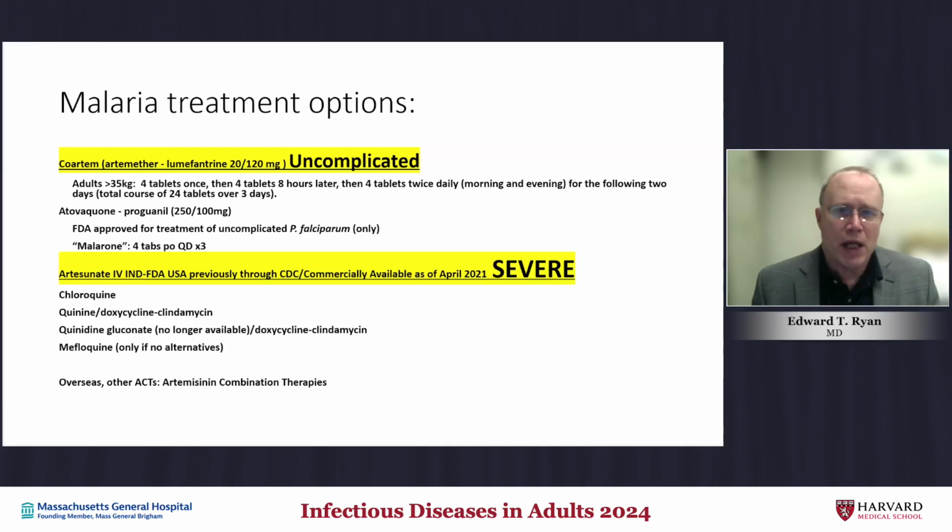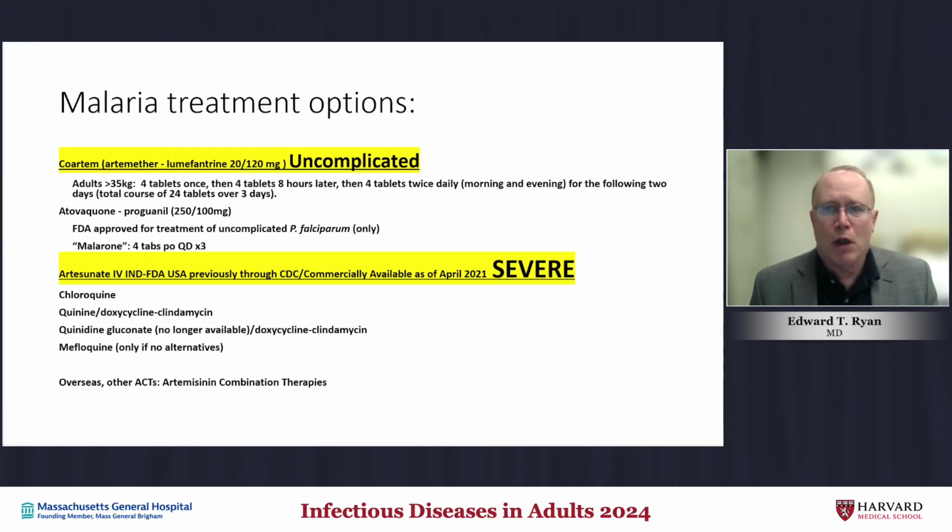In the United States, there's only one agent that's called Coartem. Is its trade name? It's artemether lumefantrine. It's an oral agent. You should have it on your hospital formulary. Please, please, please, if you do nothing else after this lecture, just get these 2 agents on your hospital formulary, because these are the standard of care now.